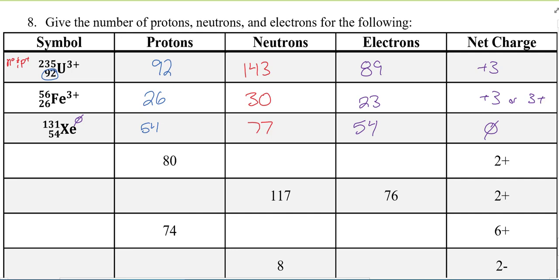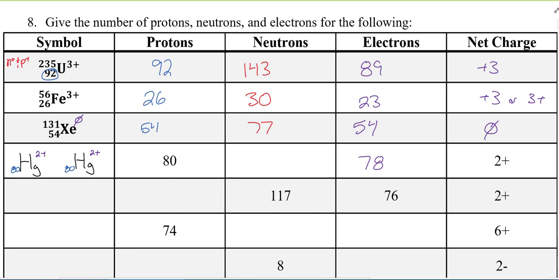Okay, now I have to look at my periodic table. Who has 80 protons? Well, that would be mercury, Hg. I'm going to write 2 of them down. I'll tell you why in a second. 80 protons, plus 2 charge, which means we know that there is 78 electrons.